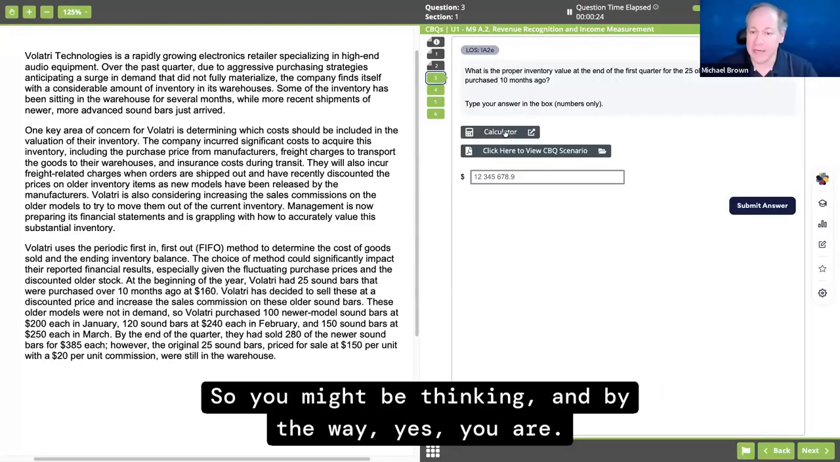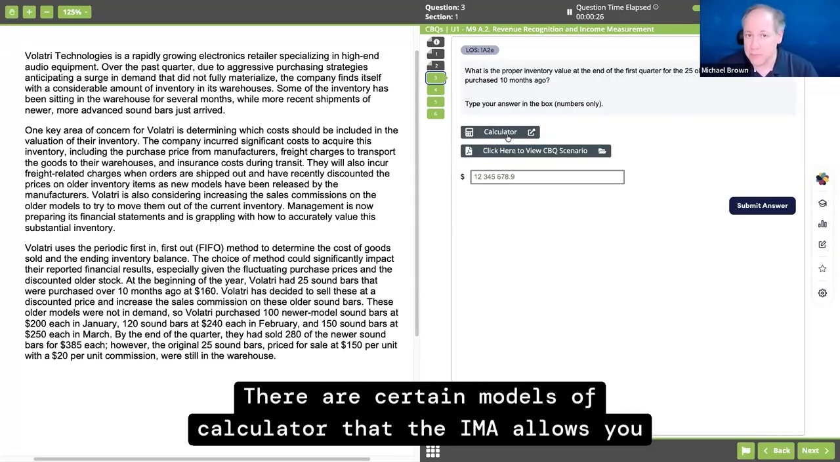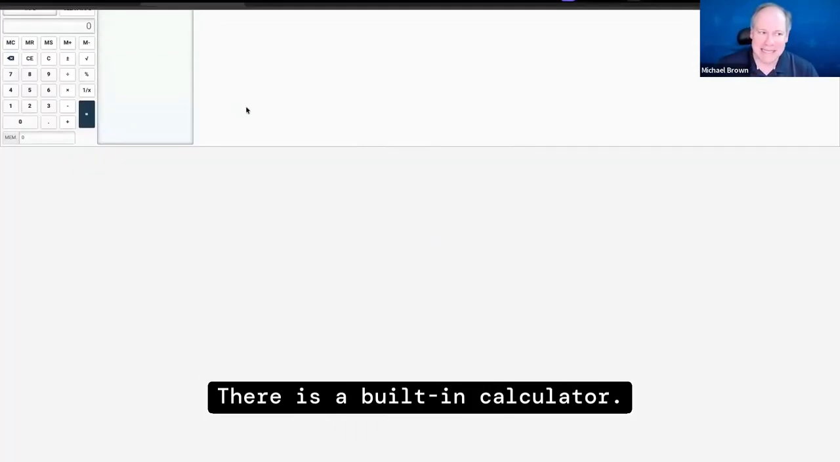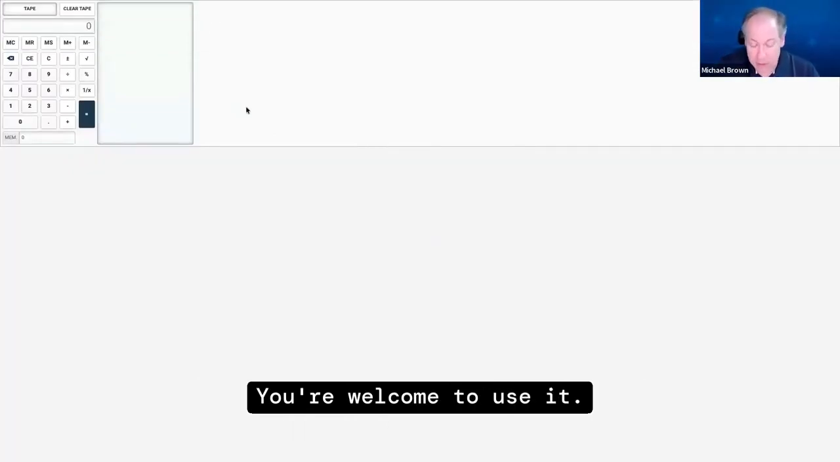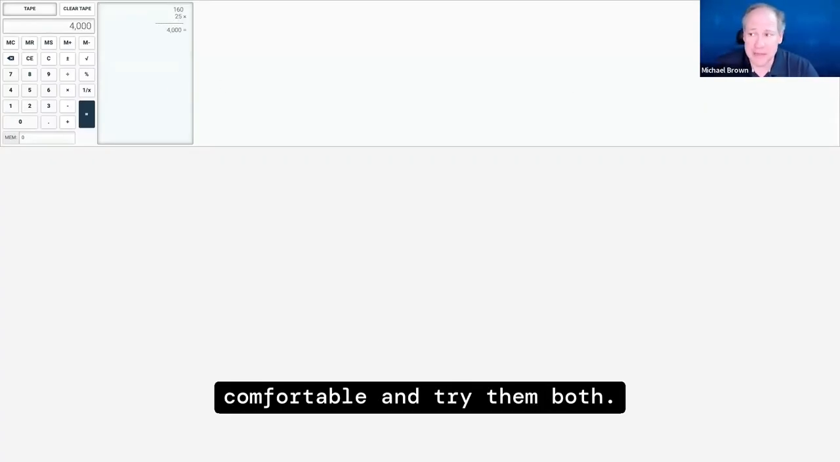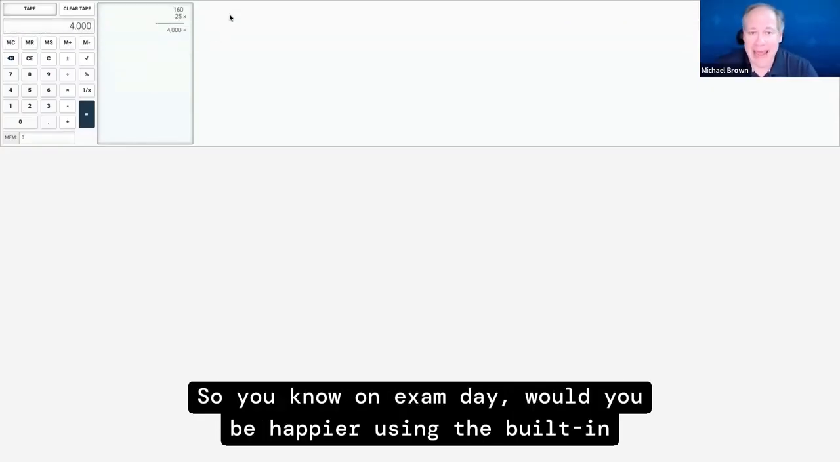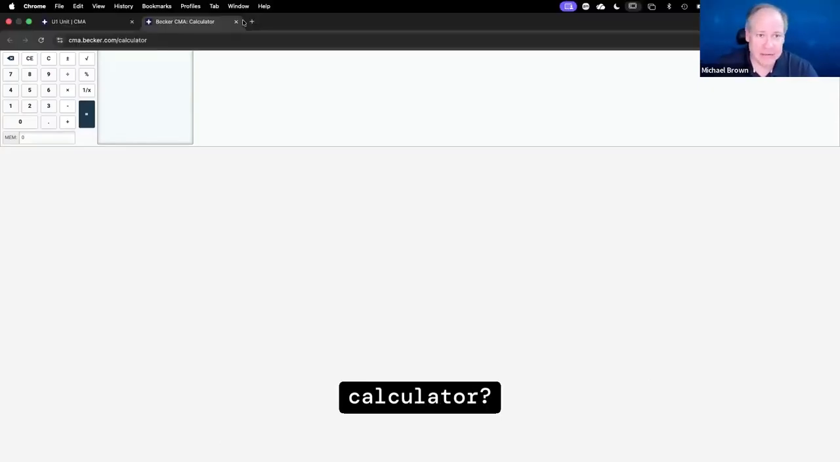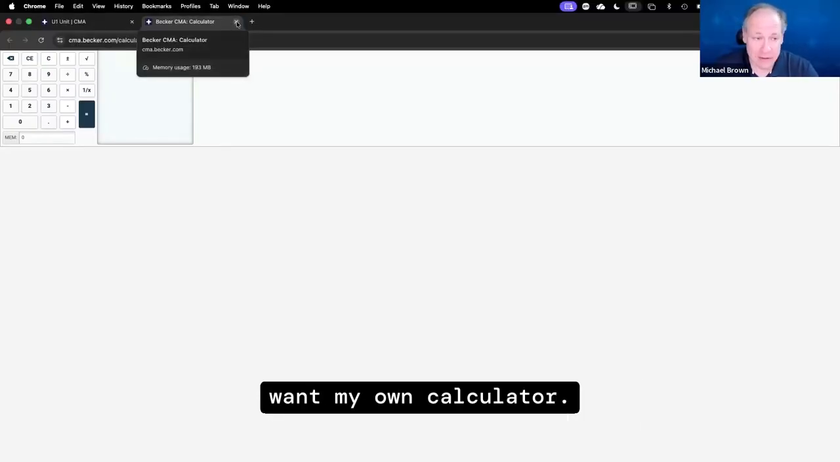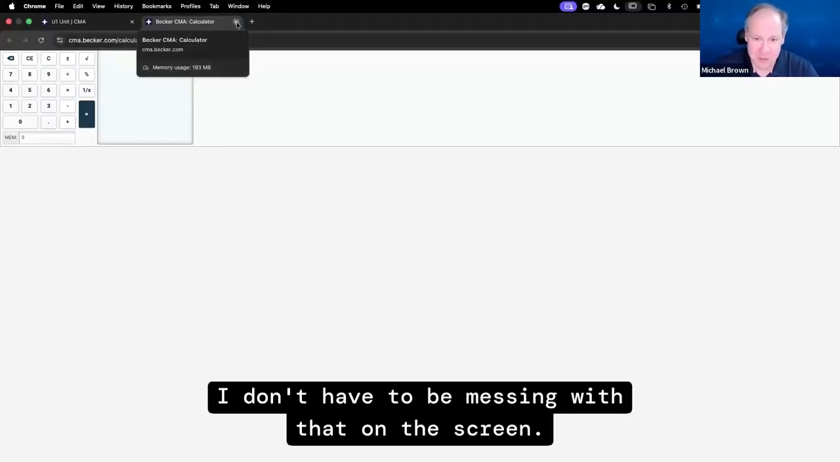By the way, yes, there are certain models of calculator that the IMA allows you to have and bring with you to the testing center. There is a built-in calculator. You're welcome to use it. In fact, one of the things that I recommend is that you get comfortable and try them both. So you know on exam day, would you be happier using the built-in calculator? Or, I don't know about you, when I did the CMA exam, I was like, I want my own calculator. I don't want to have to be messing with that on the screen.